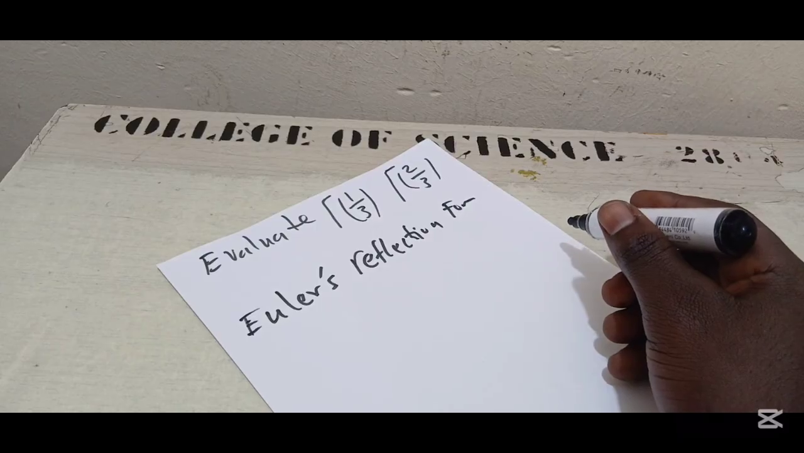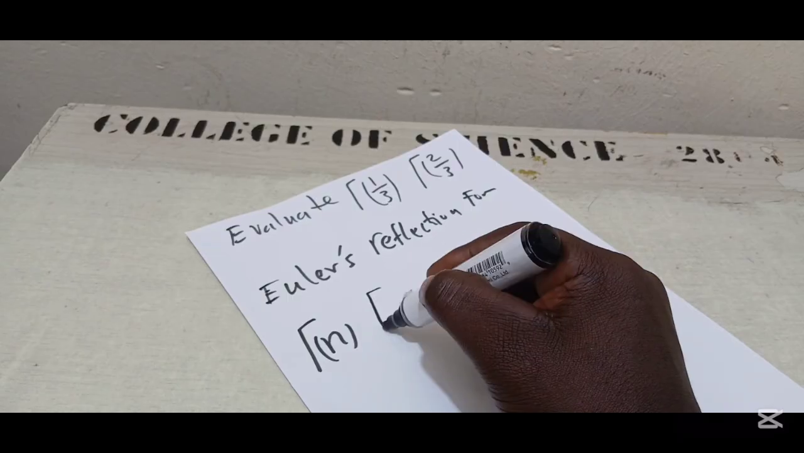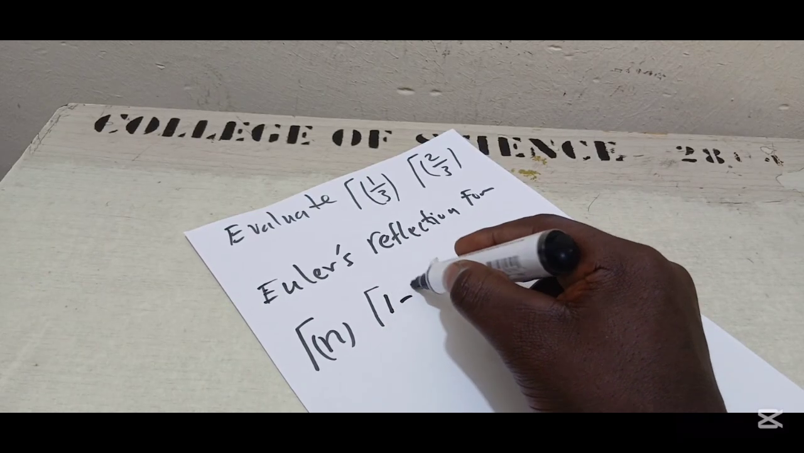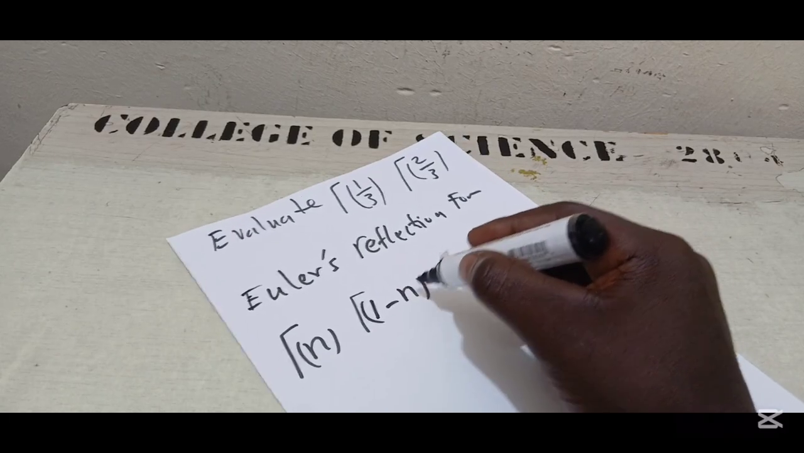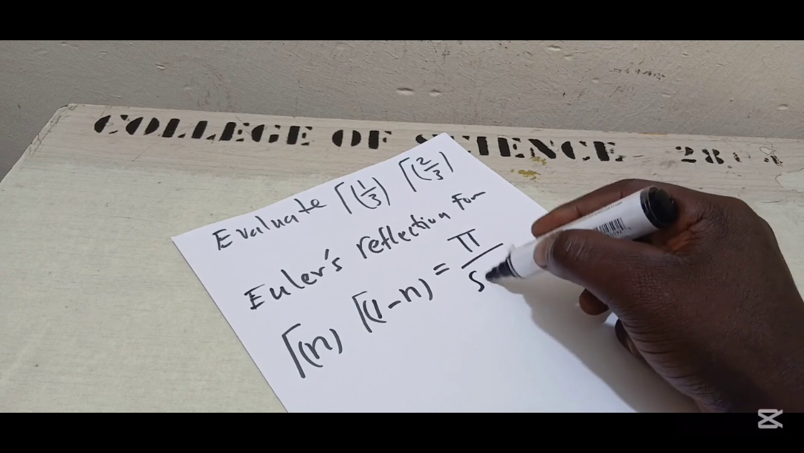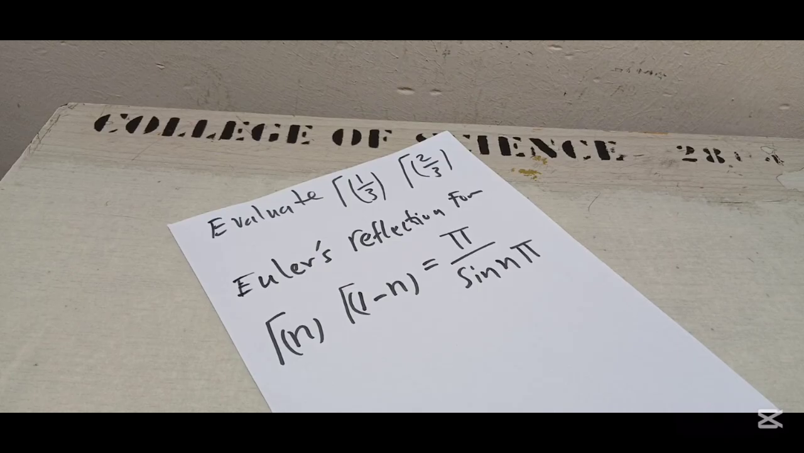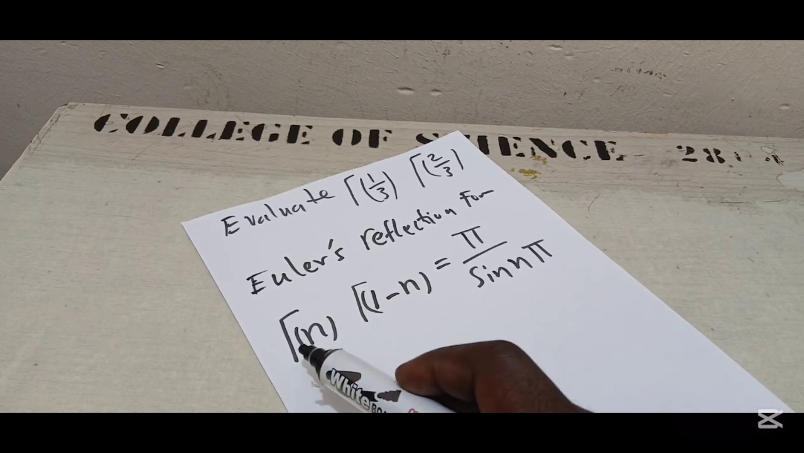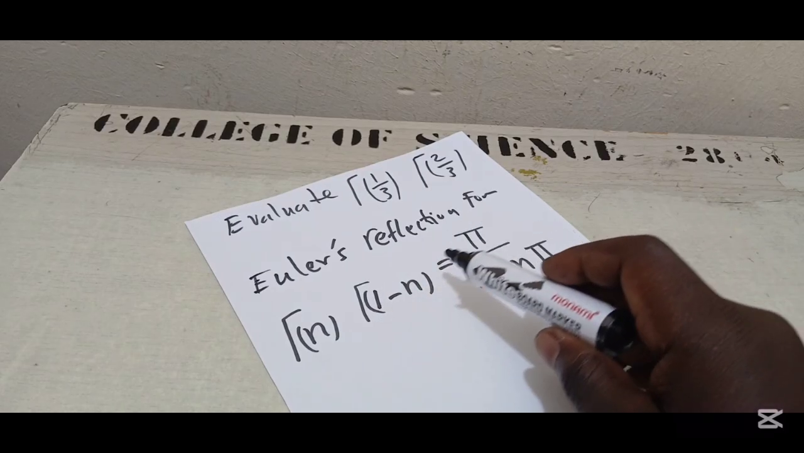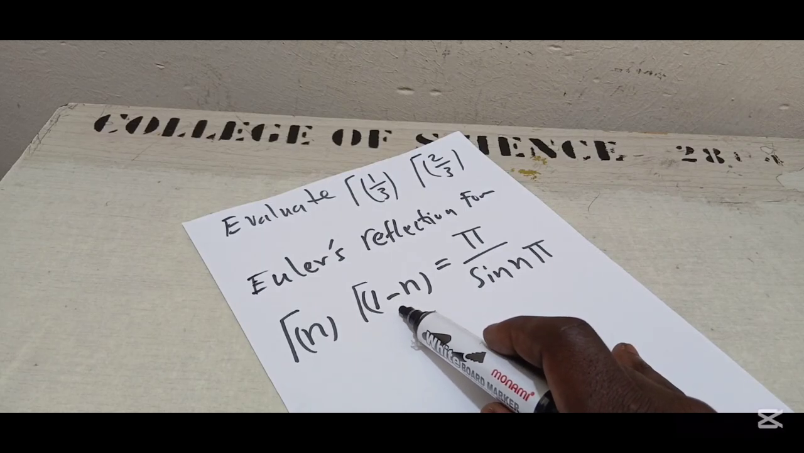And what is this formula? This formula is simply saying that if you have gamma of two functions and you are able to manipulate the second function, or any of the functions, to get n and 1 minus n, then this will be equal to pi on sine n pi. So how do we make sense out of this? It means that you should have a function where n is here and 1 minus n is here, and nothing will happen to the function when you express it in this form.